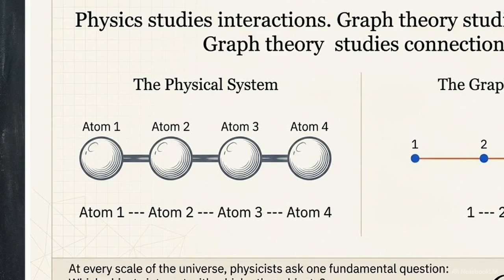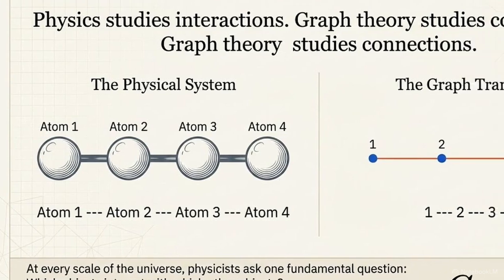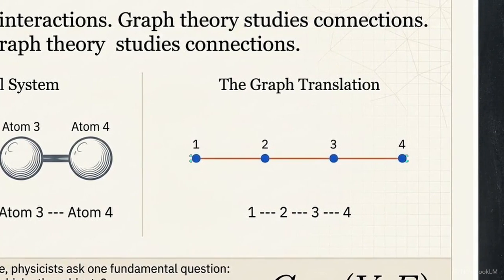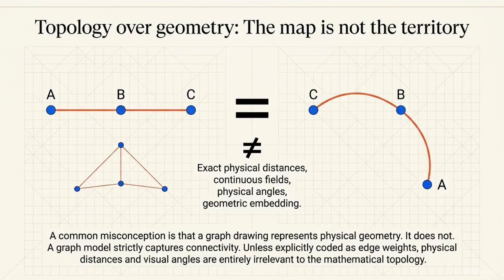This image shows how the abstraction layer solves that problem. On the left, we have a physical system, a chain of atoms with spatial gaps. On the right, we strip away the physical form, reducing the system to a numerical network of nodes. This graphic demonstrates the primary rule: topology overrides geometry.